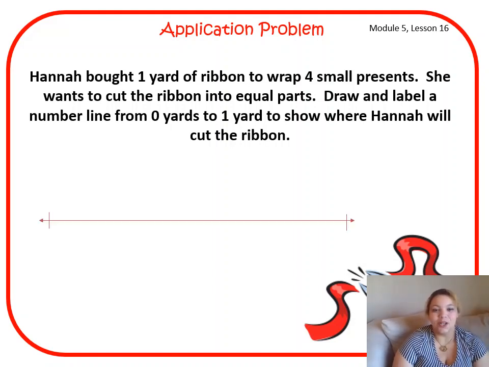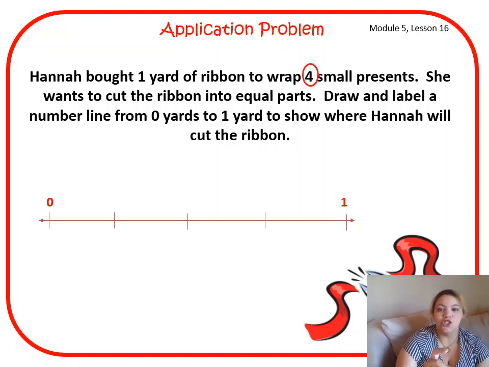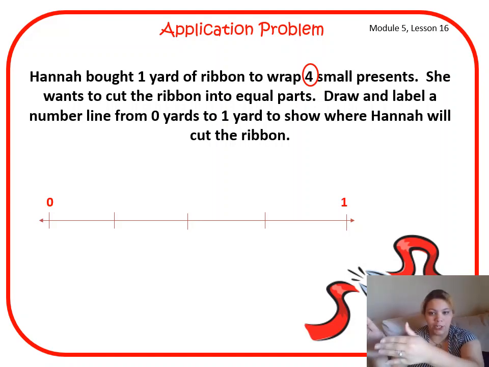All right, so I've written it as a number line. So I did 1 whole yard, and I'm going to go ahead and label those from 0 to 1 to represent 1 whole. Now, the next thing it says was that she cut it into 4 small parts, which means I want to break my number line also into 4 equal pieces, right? We don't want one piece to be super big and one to be super small. We want to make sure that they are 4 equal parts.